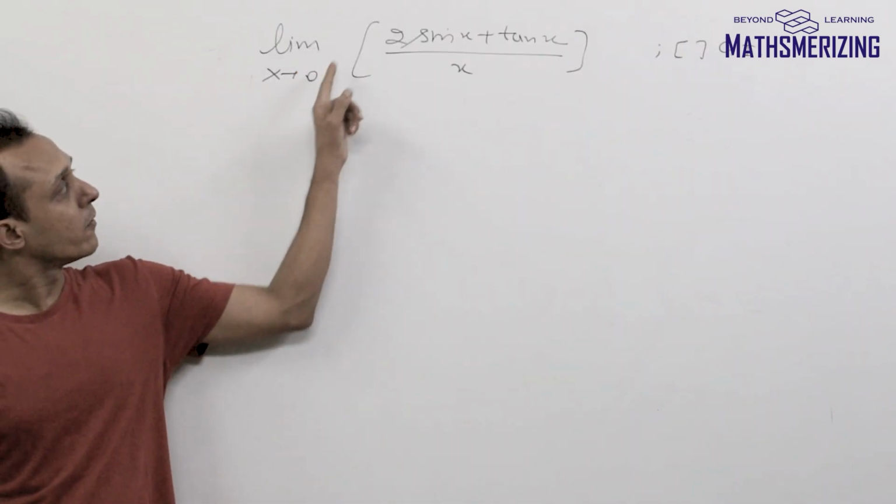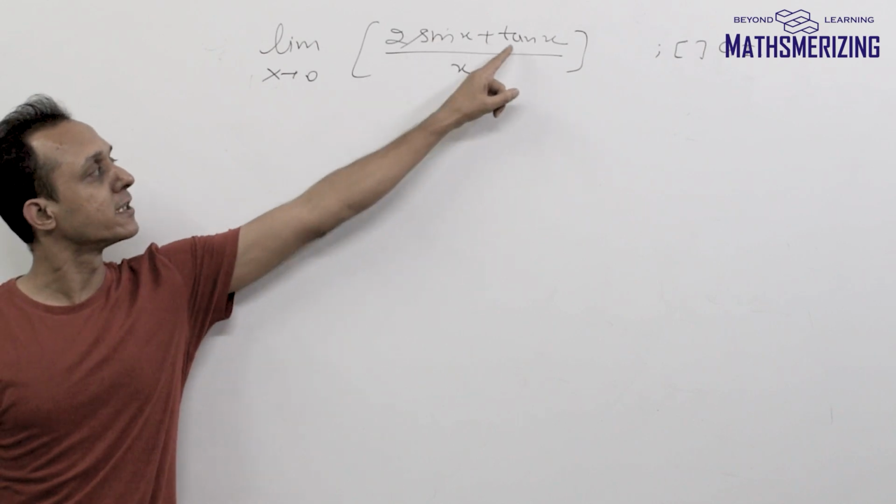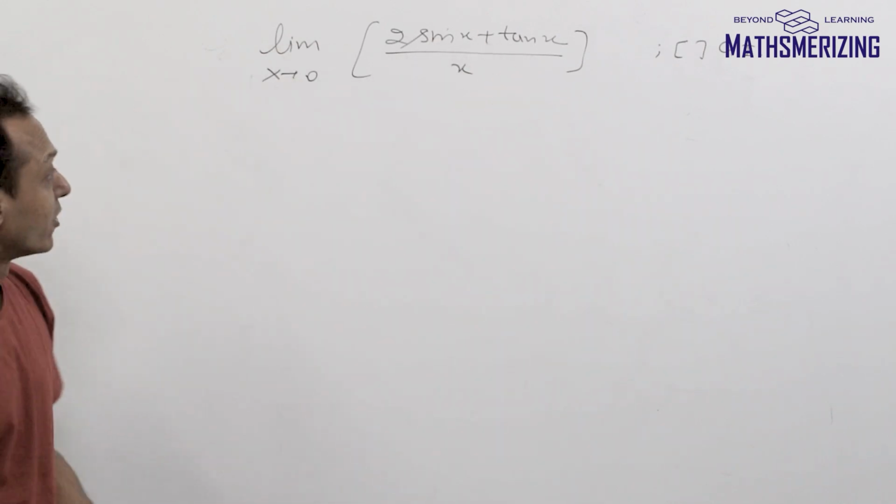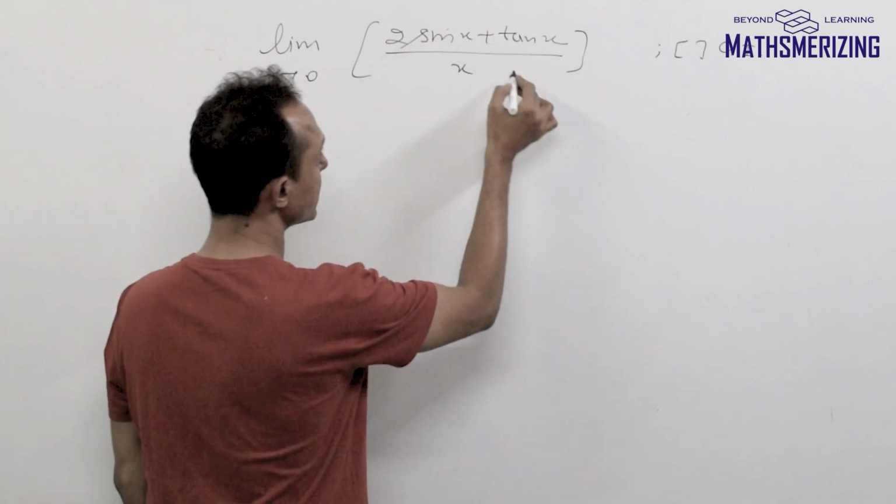Limit x tends to 0, greatest integer function of 2 sin x plus 10x upon x, where this box represents the greatest integer function. Now in this case also, sin x upon x is 1, 10x upon x is 1, which is 3.